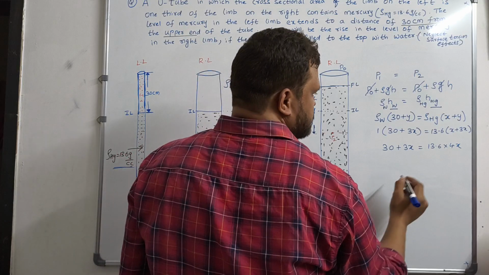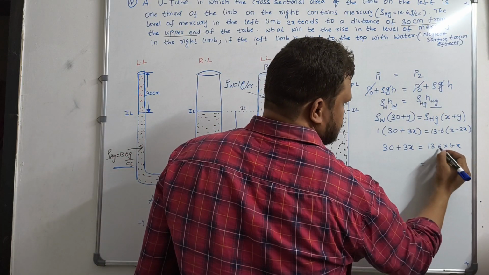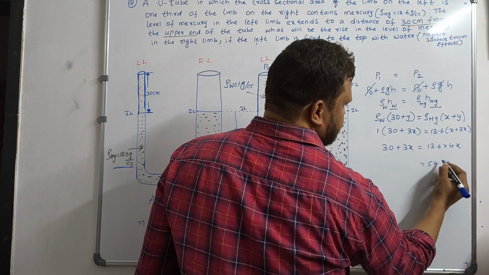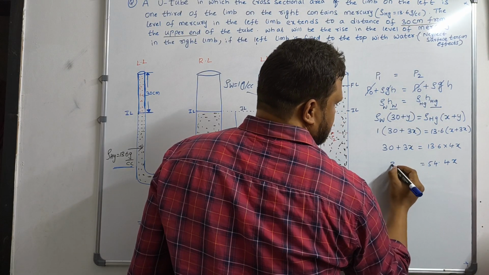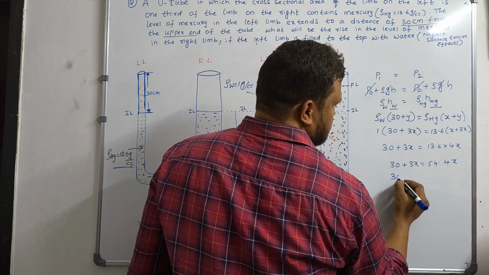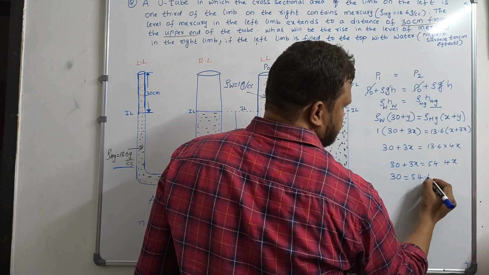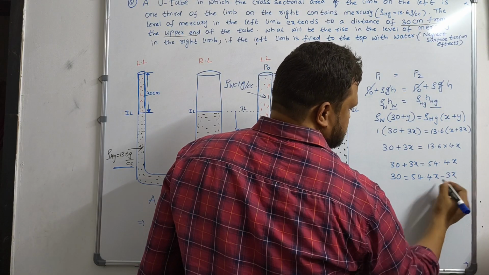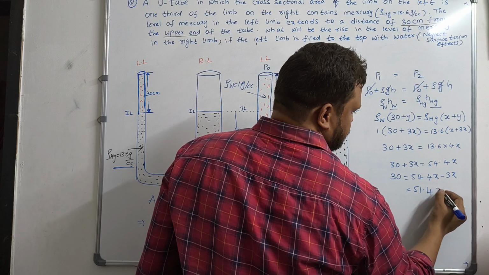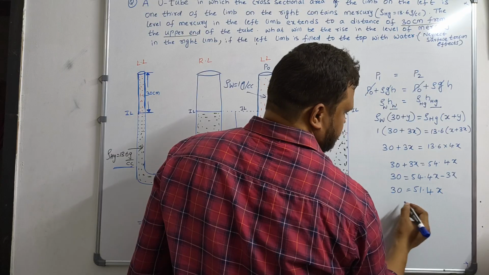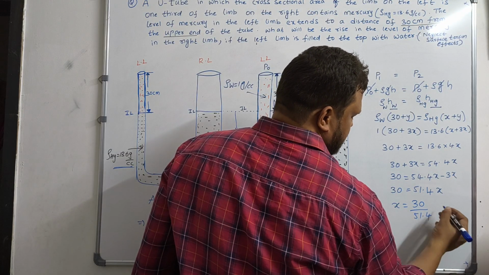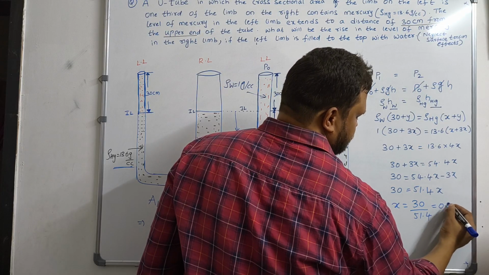Now what you have to do is multiply these two things. Now 4 6s are 24, 4 3s are 12, 4 1s are 4, plus 1 is 5, so 54.4x. 30 plus 3x equals 54.4x, and 30 equals 54.4x minus 3x, which is equal to 51.4x. So 30 equals 51.4x and x equals 30 by 51.4, and if you calculate this you get 0.58.